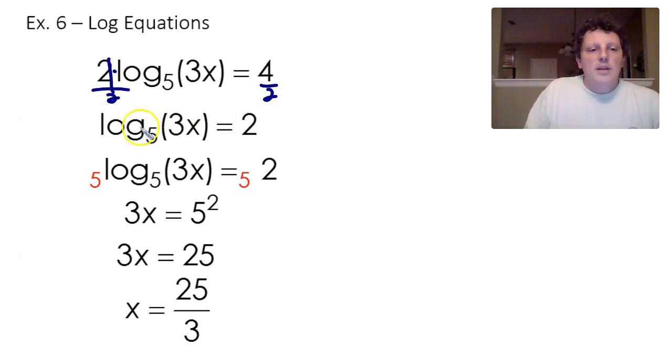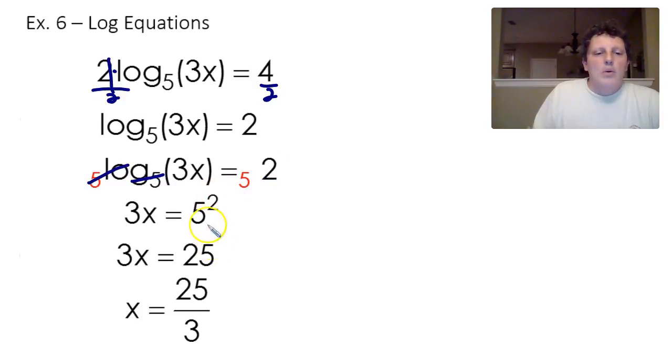Now at this point, I'm stuck, aren't I? Remember how we got rid of those exponents with bases: we take the log with the same base on both sides. Well, when I have a log with a base of 5, I can cancel out by putting a base of that log's base on both sides. So I'm raising 5 to the log base 5 of 3x and 5 to the second power. And I do this because the log cancels out. It's not there anymore. I now have 3x equals 5 squared.